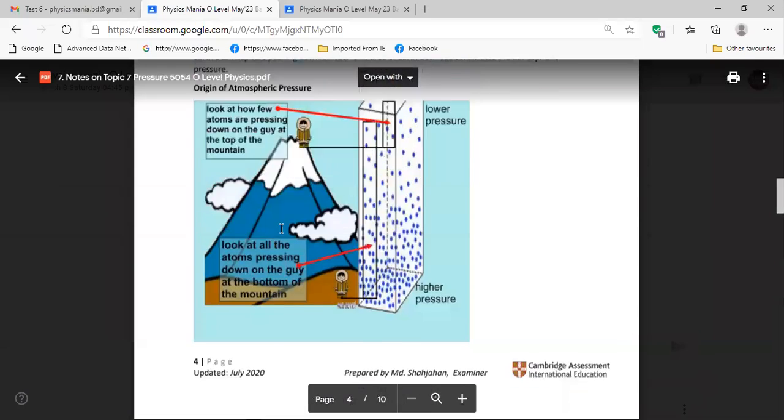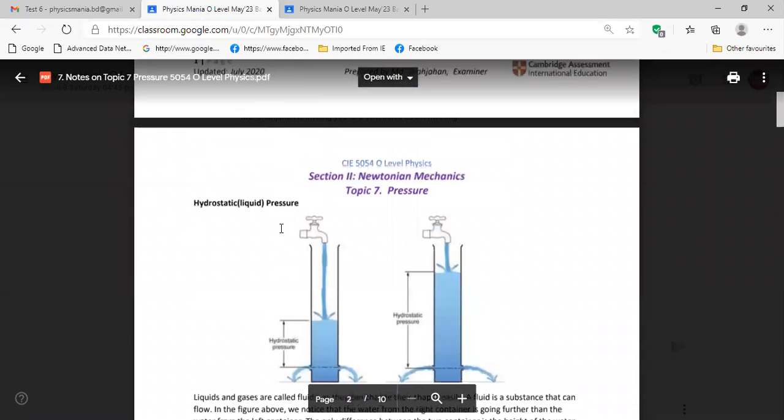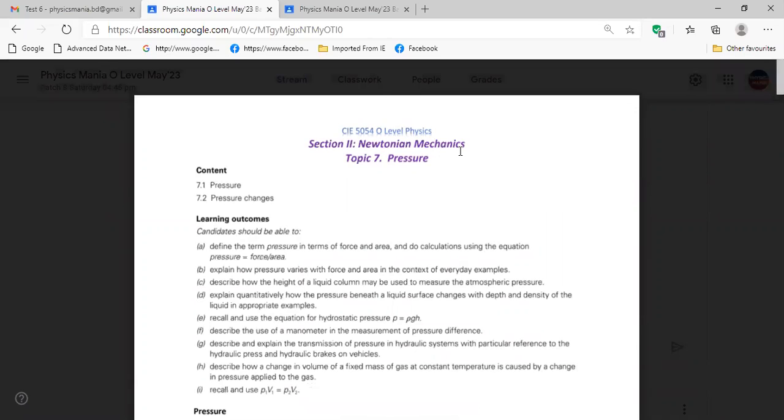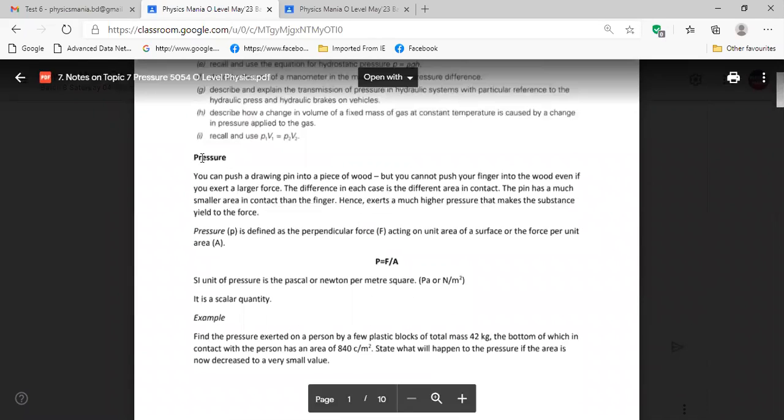Okay. So we want you to write the topic name, topic 7 pressure on your physics copy. Write it, topic 7 pressure. Okay. Then you read it. Read this part, pressure.